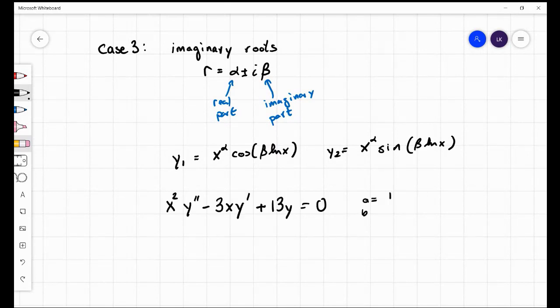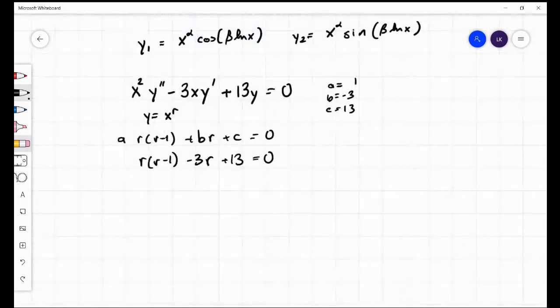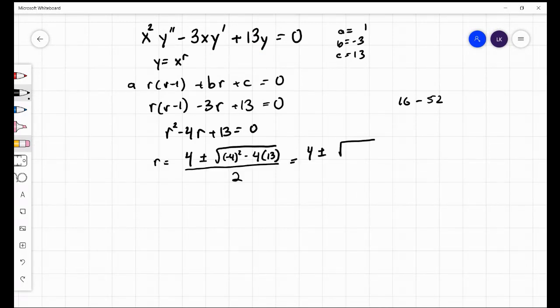The constants are a is 1, b is -3, c is 13. So I'll go straight to my characteristic polynomial, which, if you forget, you can always rederive by simply assuming y is equal to x to the r, differentiating that a couple times, and plugging it in. And now I'll just use the quadratic formula here, so r. So indeed, here we have our roots, our complex conjugate pairs.